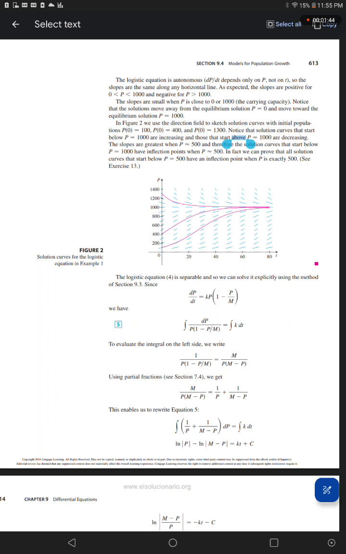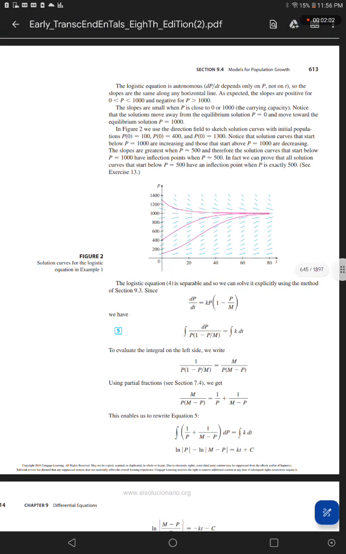Notice that the solutions move away from the equilibrium solution P equals 0 and move toward the equilibrium solution P equals 1000. In Figure 2, we use the direction field to sketch solution curves with initial populations P(0) equals 100, P(0) equals 400, and P(0) equals 1300.